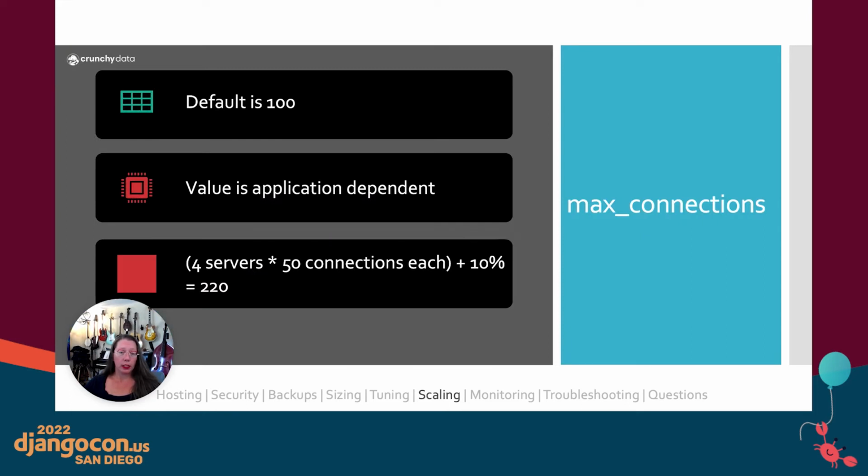So the max connections setting is very application dependent, obviously, based on how you have your servers configured and how many connections those are all allowing. The default number of connections in Postgres is 100. So for example, if you had 4 servers and each of those had 50 connections, you want to add a little bit of room for yourself and other things to connect, and then you end up with like 220.